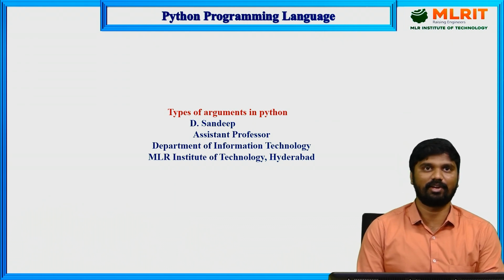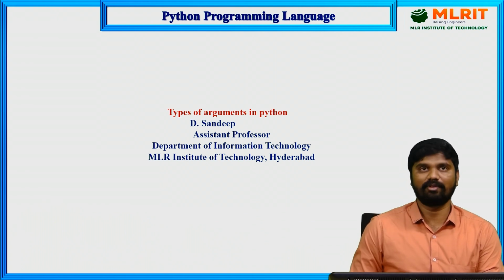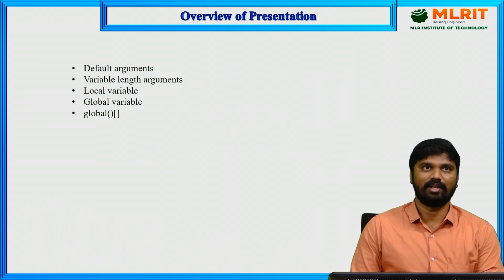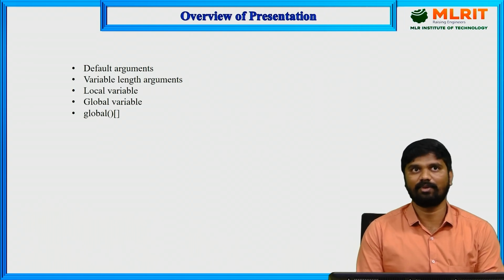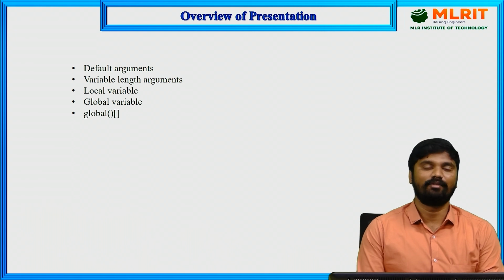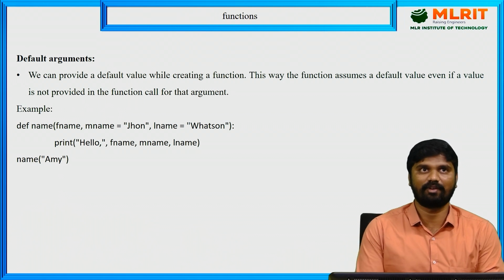But here we have four types of actual arguments. Positional arguments, also known as required arguments, and next keyword arguments. That is what we discussed in the last discussion. And next we have the remaining two, that is default arguments and variable length arguments. Within that we discussed local variable, global variable and global function. So first we will discuss the default arguments.